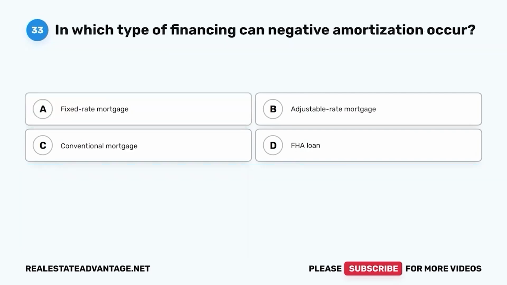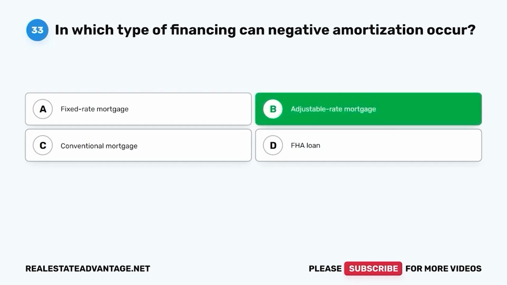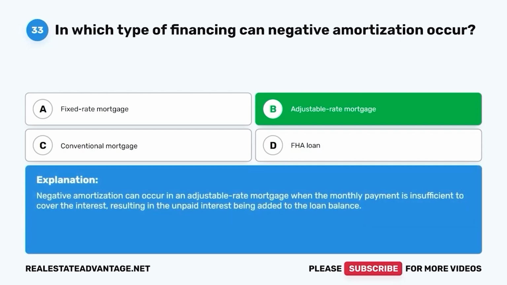$3,654.40. Question 33. In which type of financing can negative amortization occur? A, fixed rate mortgage. B, adjustable rate mortgage. C, conventional mortgage, D, FHA loan? The correct answer is B, adjustable rate mortgage. Negative amortization can occur in an adjustable rate mortgage when the monthly payment is insufficient to cover the interest, resulting in the unpaid interest being added to the loan balance.